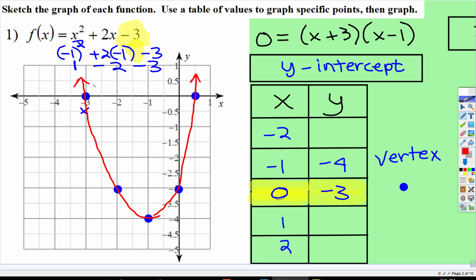All right, that's it for using the table, factoring, and using y-intercept values. So it gives you a couple different ideas of how to sketch the graph of a quadratic. All right, that's it for this one.